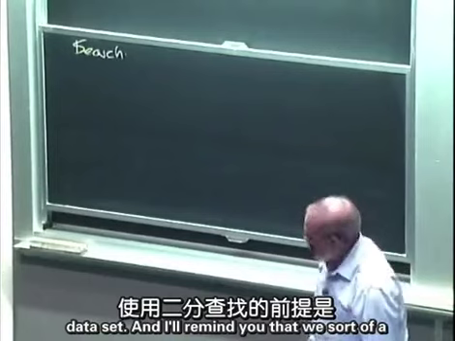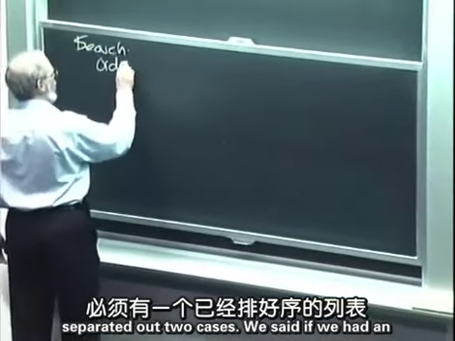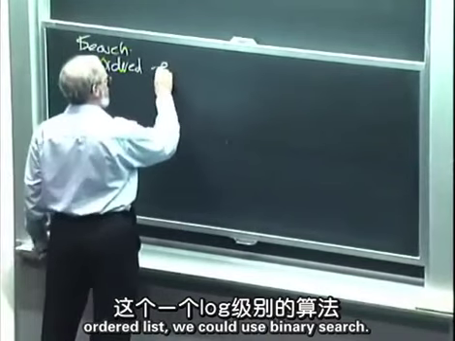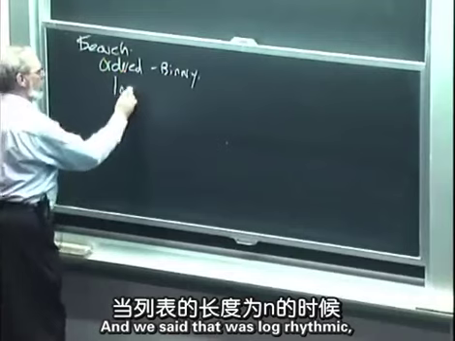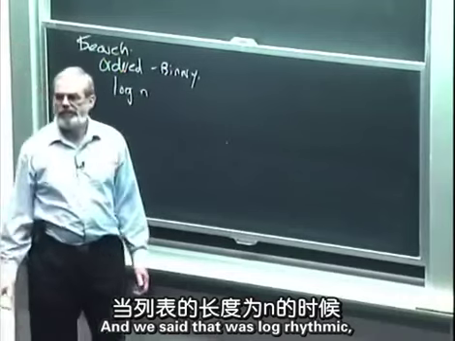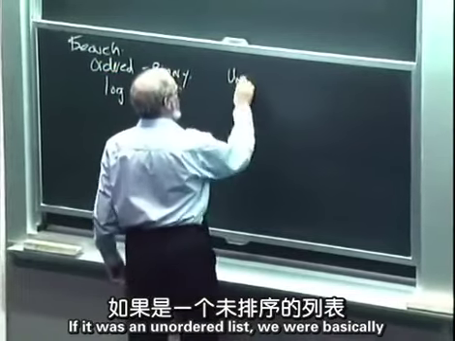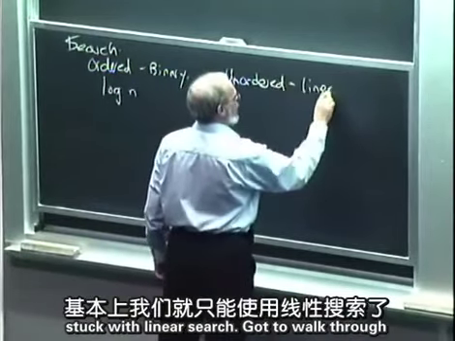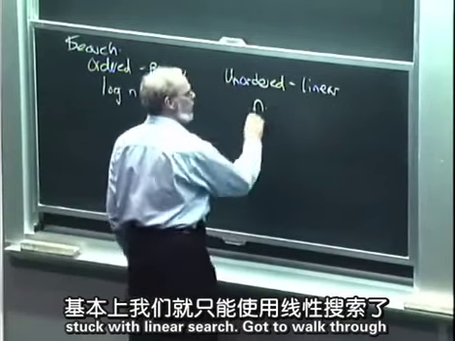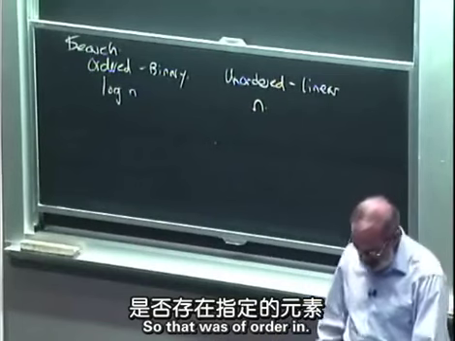And I'll remind you that we sort of separated out two cases. We said if we had an ordered list, we could use binary search. And we said that was logarithmic. Took log n time, where n's the size of the list. If it was an unordered list, we were basically stuck with linear search. Got to walk through the whole list to see if the thing's there. So that was of order n.